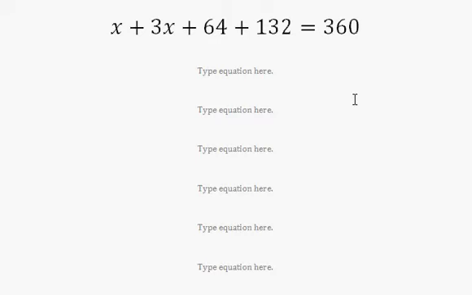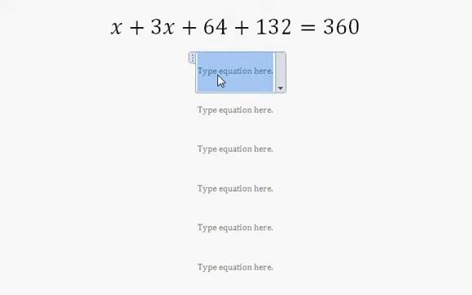We need to find out what number the letter x is standing for. X is a letter standing for an unknown number. 3x means 3 times x. We don't know what number x is standing for, but we do know that that number x plus 3x plus 64 plus 132 is equal to 360. So using what we know, we can make a start.